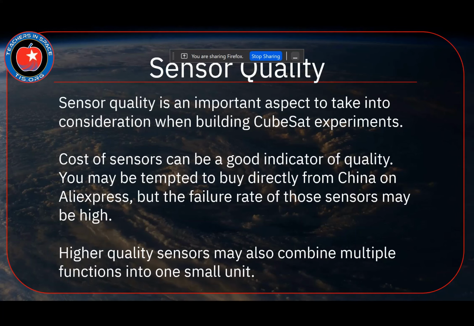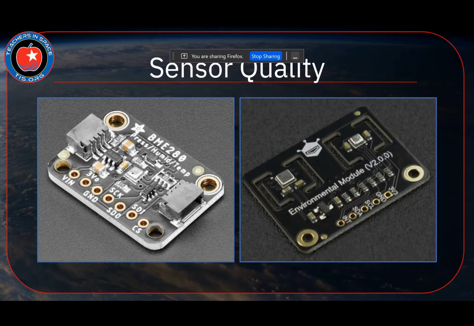But also, higher quality sensors you'll often find will take multiple sensors and combine them into one. So here we have two examples of that. On the left, we have the BME 280 from Adafruit, which measures pressure, humidity, and temperature. In addition, because it measures pressure, it can do altitude calculations as well using air pressure. So that's essentially a three in one.